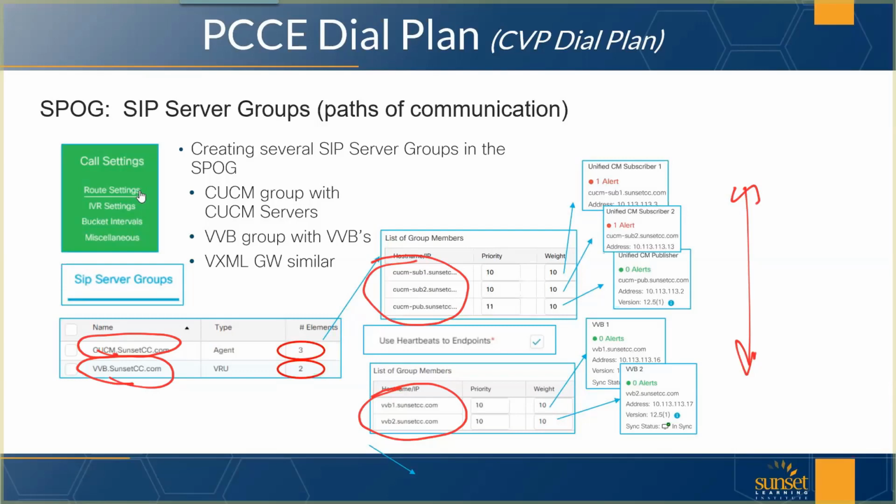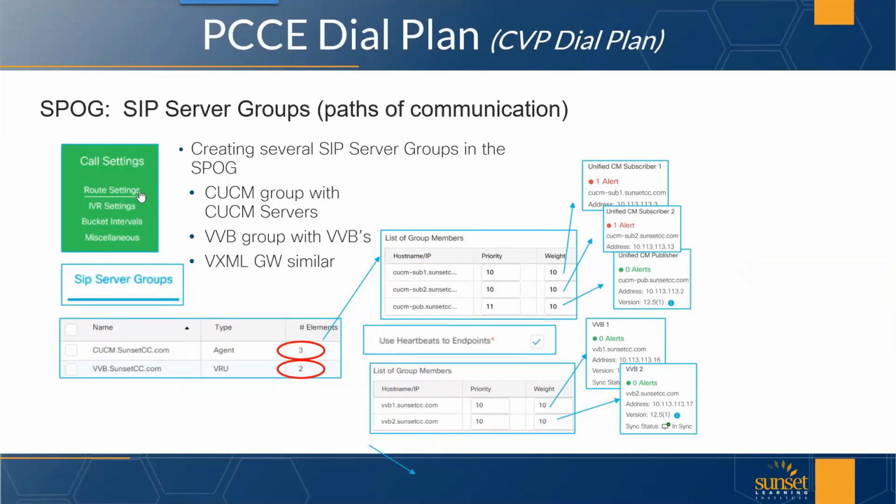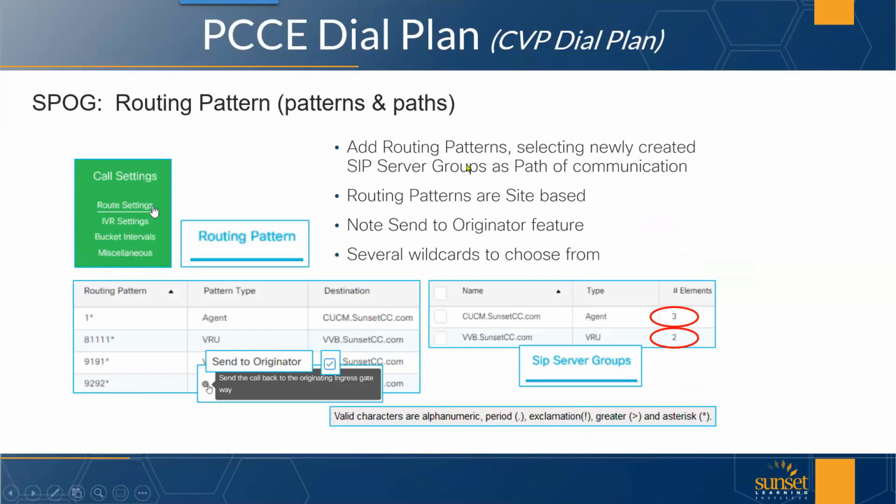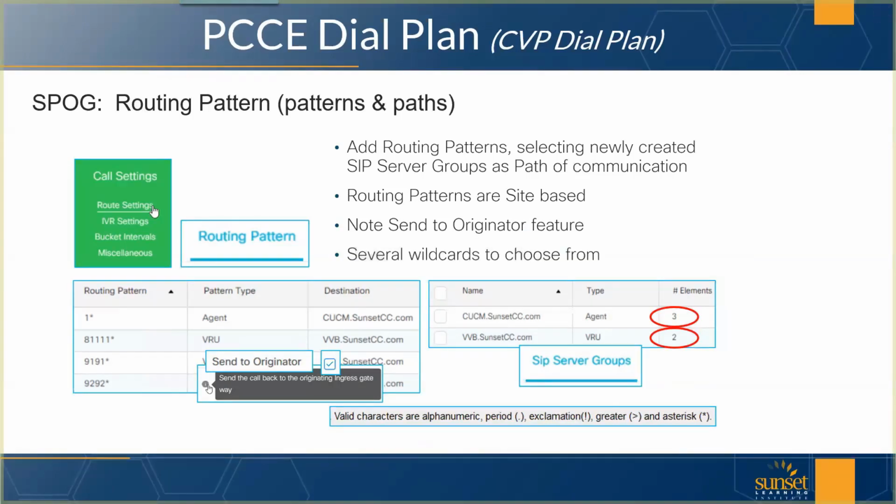But having defined those paths, we can now define the patterns that are going to send calls to these paths. Remember, it's all about patterns and paths. In this case, those patterns are referred to as routing patterns. And hopefully this should start to make a little bit of sense. We've got 4 routing patterns that have been configured: 1 and a wildcard, 8111, 9191, 9292, all with wildcards thereafter.